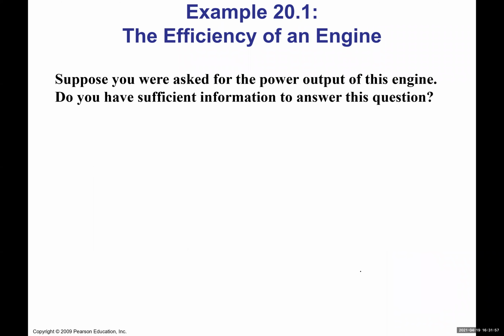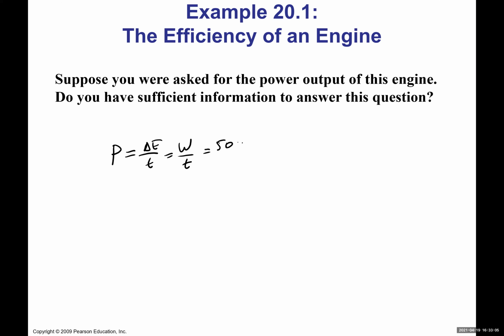All right, here's one more example. Suppose you were asked for the power output of this engine. I'm just continuing the same example, sorry. Do you have sufficient information to answer this question? That means, what is the power output of this engine? Okay. Well, let's see what we have. In terms of the equation for power, if you remember, power is equal to change in energy over time, or the amount of work done over time. Okay. So we just calculated that information for the work.